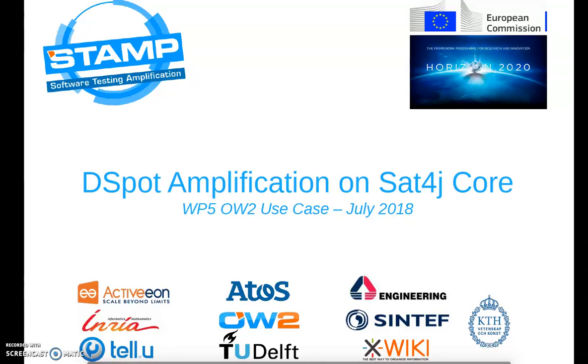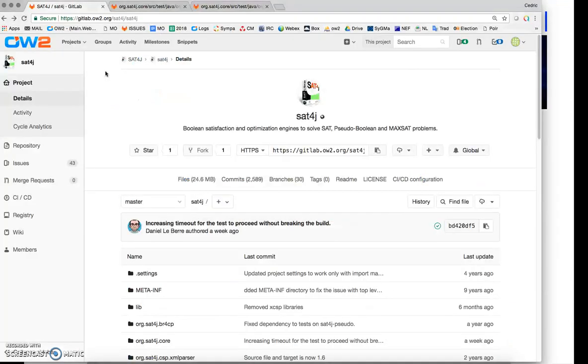In this short video, I will show you some results obtained with PIT and DSpot applied to an AW2 project called SAT4J Core. This exercise is part of a use case that is developed within the framework of the STAMP collaborative research project financed by the European Commission. So we start from SAT4J.